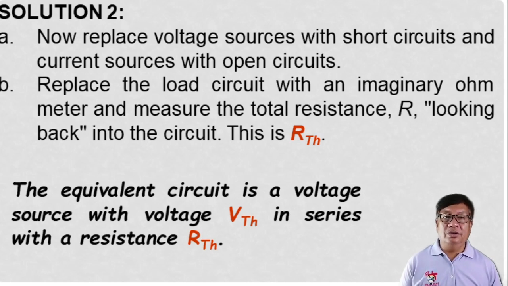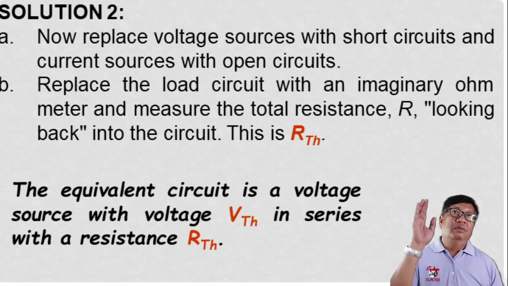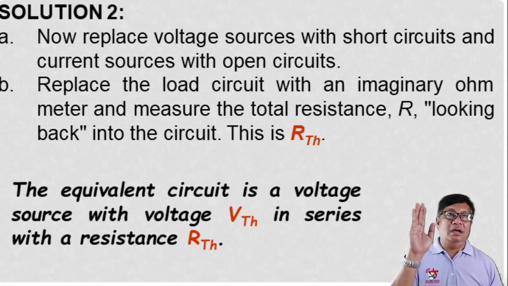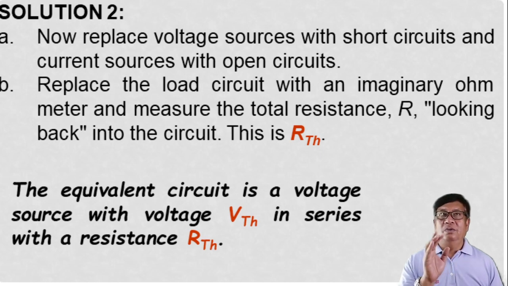Okay, so we have also solution number 2, letter A. Now replace voltage sources with short circuits and current sources with open circuits. So yun, na-lecture natin yan kanina. So anong gagawin natin so that we'll be able to determine the looking back resistance, the Thevenin resistance? Paano yan i-compute? So yung mga voltage source natin, lagyan natin ng conductor na magiging short circuit yan. Ang ating current source will be just open circuited. Kunin lang natin yung current source natin tsaka magiging open circuit na yan.